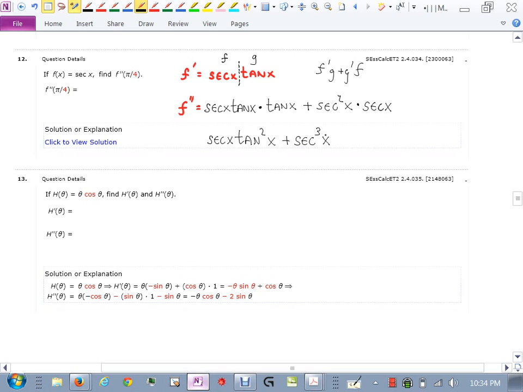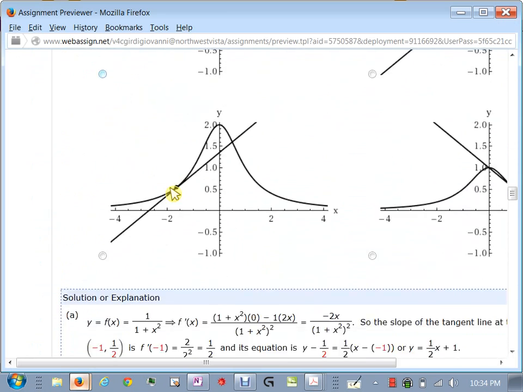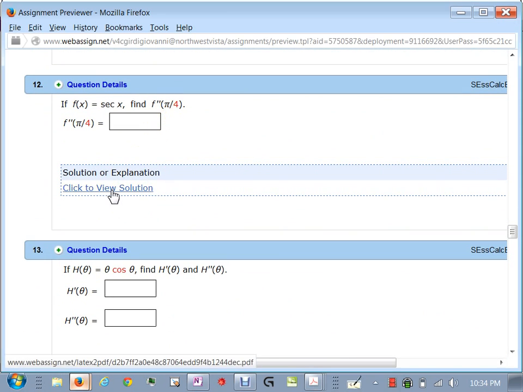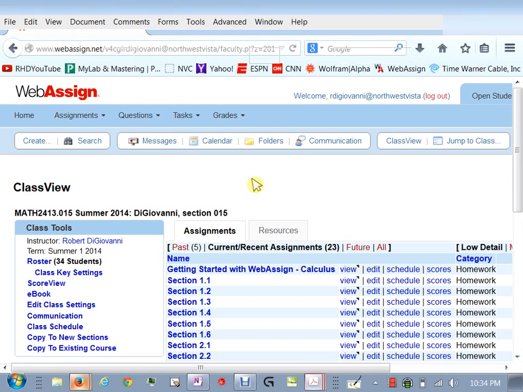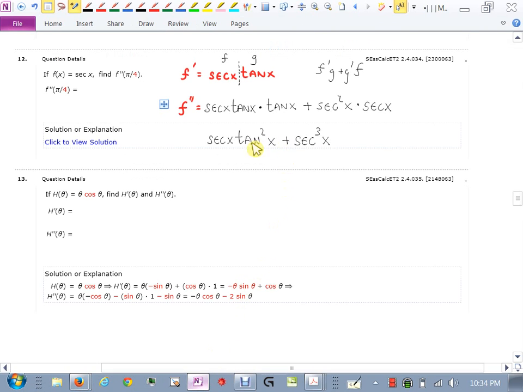And there's probably some trig identity in here that we could grab out. Let's see if they go that far. Oh, no, because they just want us to plug in pi over 4. But I still want to see how far they went with the derivative. Did they? Yeah. No, they just pulled one secant out. We don't need to do that.